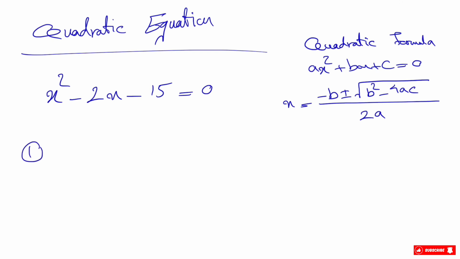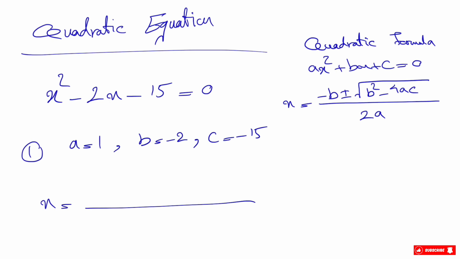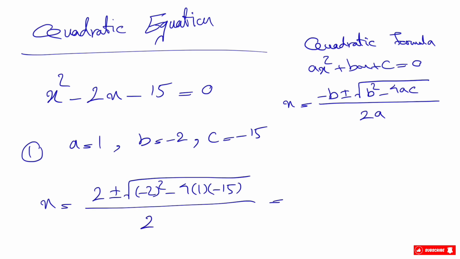And in here we have our a is 1, we have b is minus 2, and we have our c is minus 15. And if we want to find x, we simply have our quadratic formula. We have negative b, which is minus 2, which will be plus 2, plus or minus square root of b squared minus 4 times a times c, which is 15, and divided by 2a, which is 2. And let's see what we get in here.